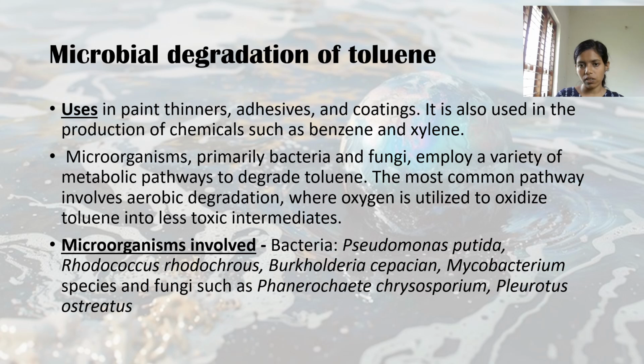The microbial degradation of toluene. Toluene is used in paint thinners, adhesives, and coatings. It is also used in the production of chemicals such as benzene and xylene. Microorganisms employ a variety of metabolic pathways to degrade toluene. The most common pathway involves aerobic degradation, where oxygen is utilized to oxidize toluene into less toxic intermediates. The microorganisms involved are Pseudomonas putida, Rhodococcus, Burkholderia cepacia, and Mycobacterium species. These belong to bacteria, and fungi such as Phanerochaete chrysosporium.